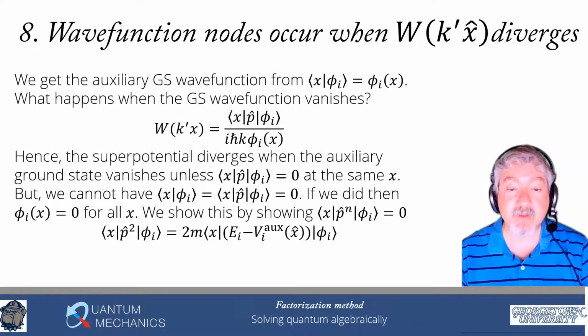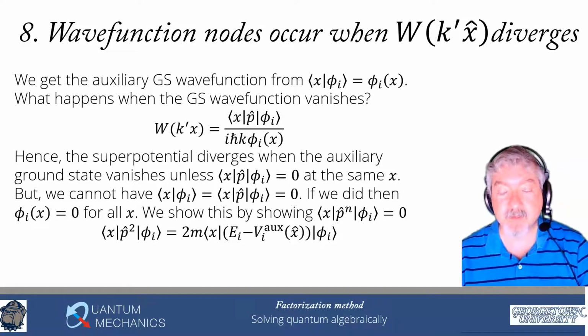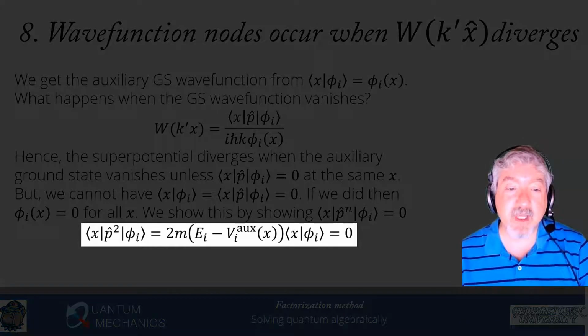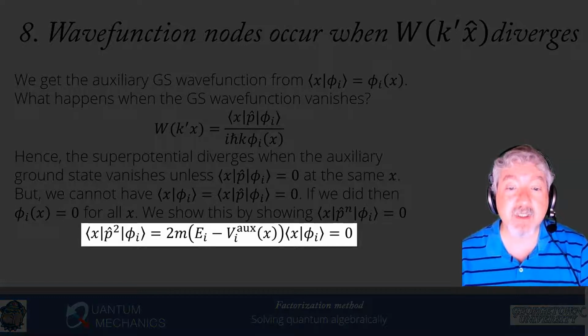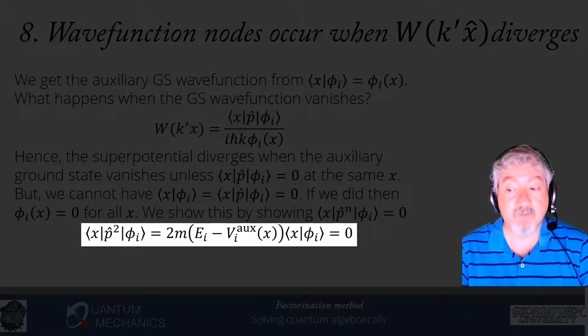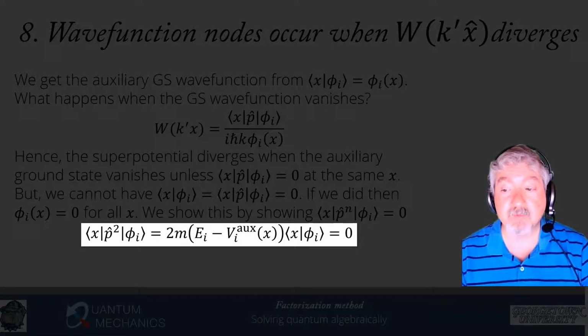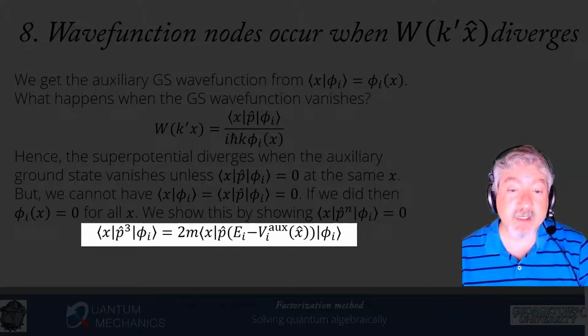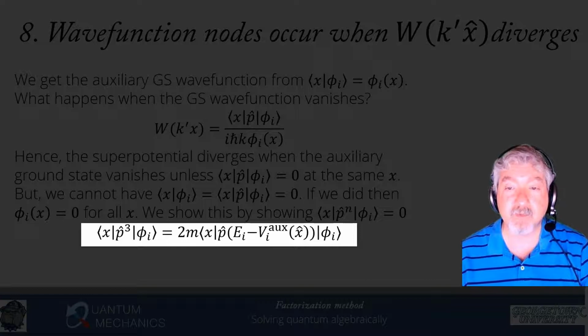Okay? Now, this is very simple. I just operate V auxiliary against the x eigenstate to the left. It becomes a function. I pull it out, and you see I get 2m E I minus V I auxiliary of x times bra x phi I. Well, if bra x phi I is equal to 0, then the expectation value of p squared is also equal to 0. Now let's take a look at p cubed. Here, I can only replace p squared by 2m E I minus V I auxiliary of x if it's the p squared that's acting on the phi I, because I use the eigenvalue eigenvector relationship for the Hamiltonian in order to get that.